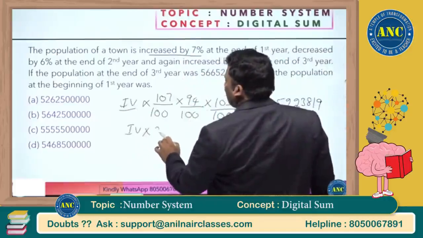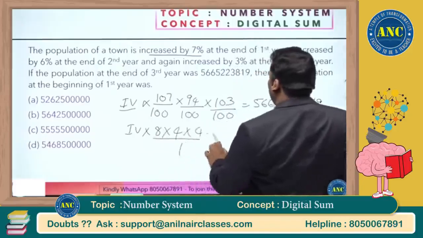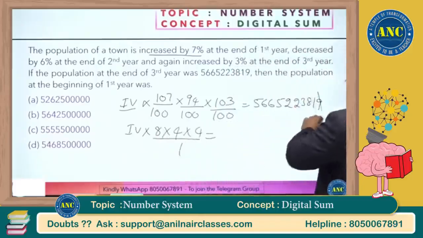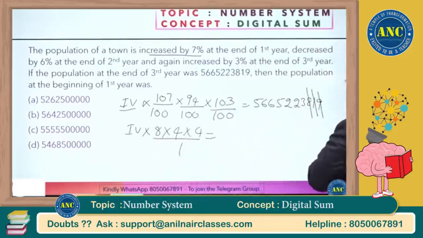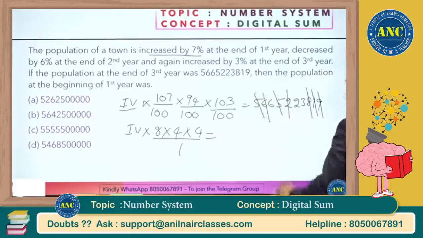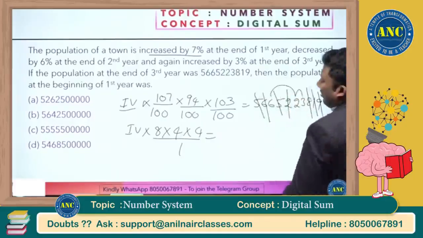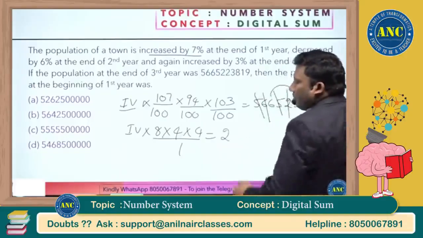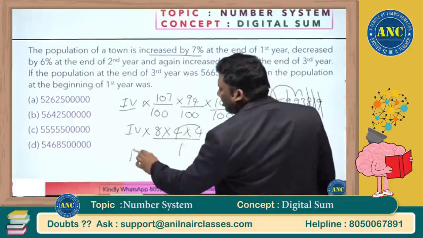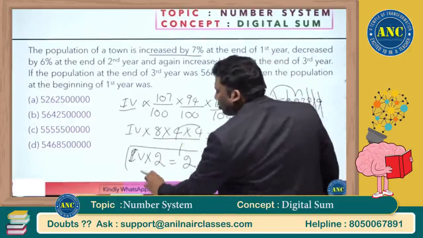Initial value into 8 into 4 into 4 divided by 1 equivalent to 9 out, 8 plus 1 out. Next one, 5 plus 5, 10. 10 plus 6, 16. 16 plus 2, 18. 6 plus 2, 8. 8 plus 3, 11. 11 is 2. 4 4s are 16, 16 is 7, 7 8s are 56, which is 2. Initial value into 2 is 2.